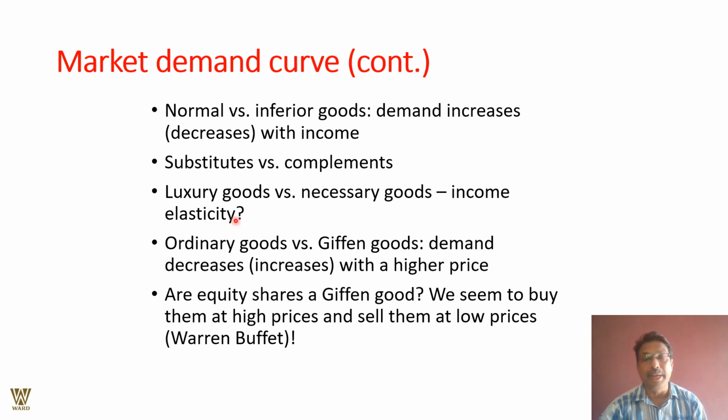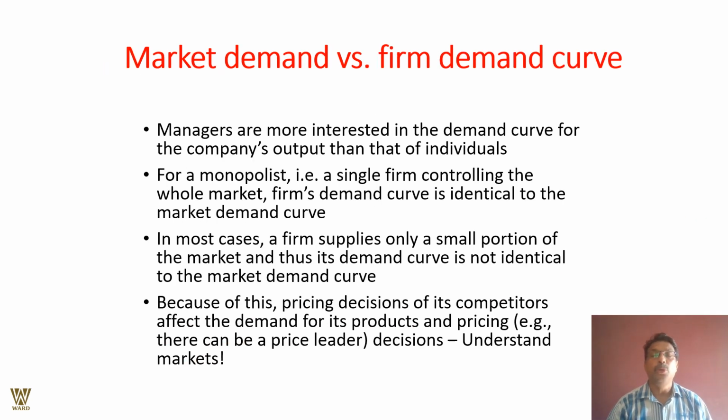Substitute versus complement, luxury good versus necessary item, income versus elasticity, ordinary goods versus Giffen goods: demand decreases for ordinary goods, but increases with a higher price for Giffen goods. Is equity a Giffen good? We seem to buy shares at a higher price and sell them at a lower price. Why so? That is what Warren Buffett would be telling us.